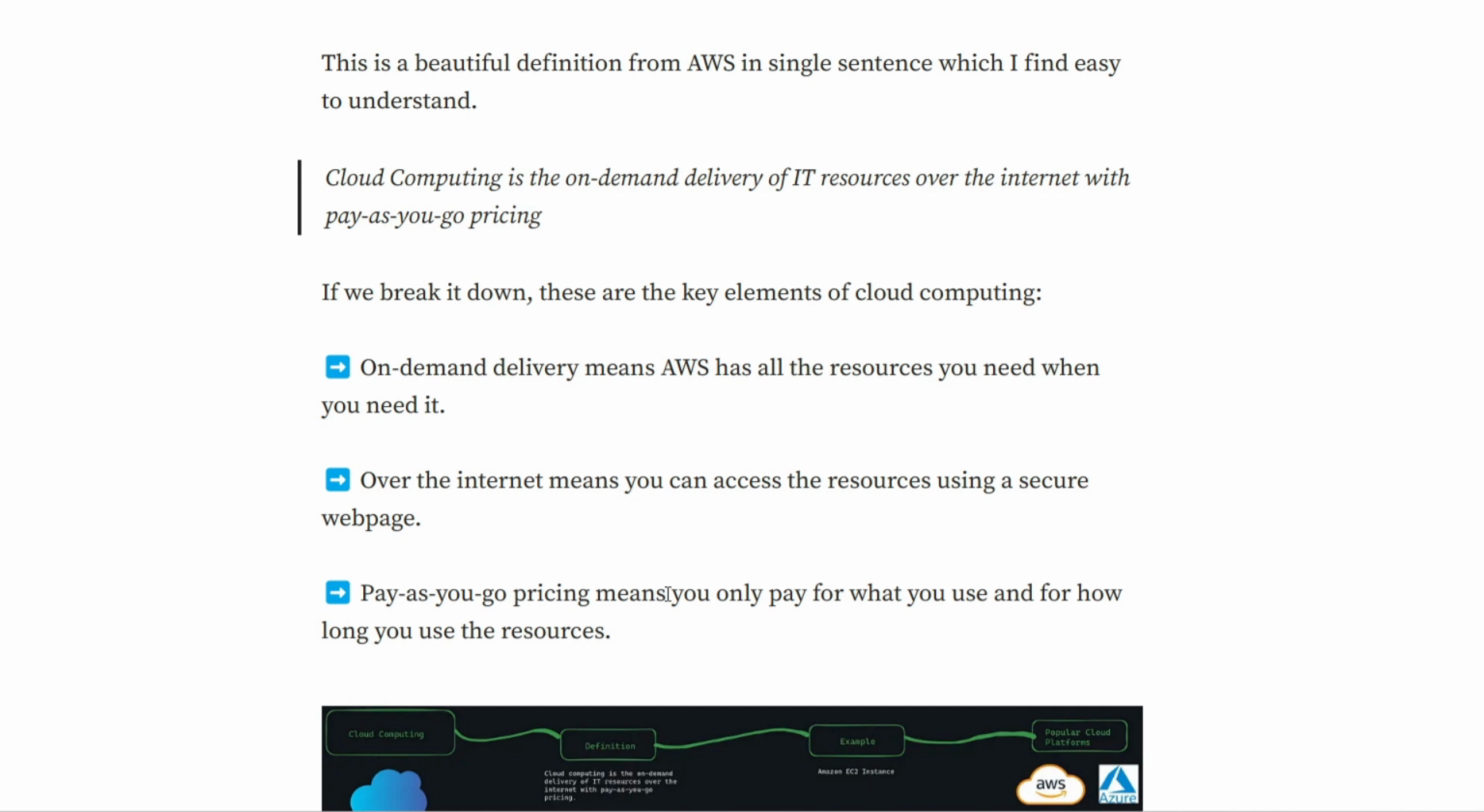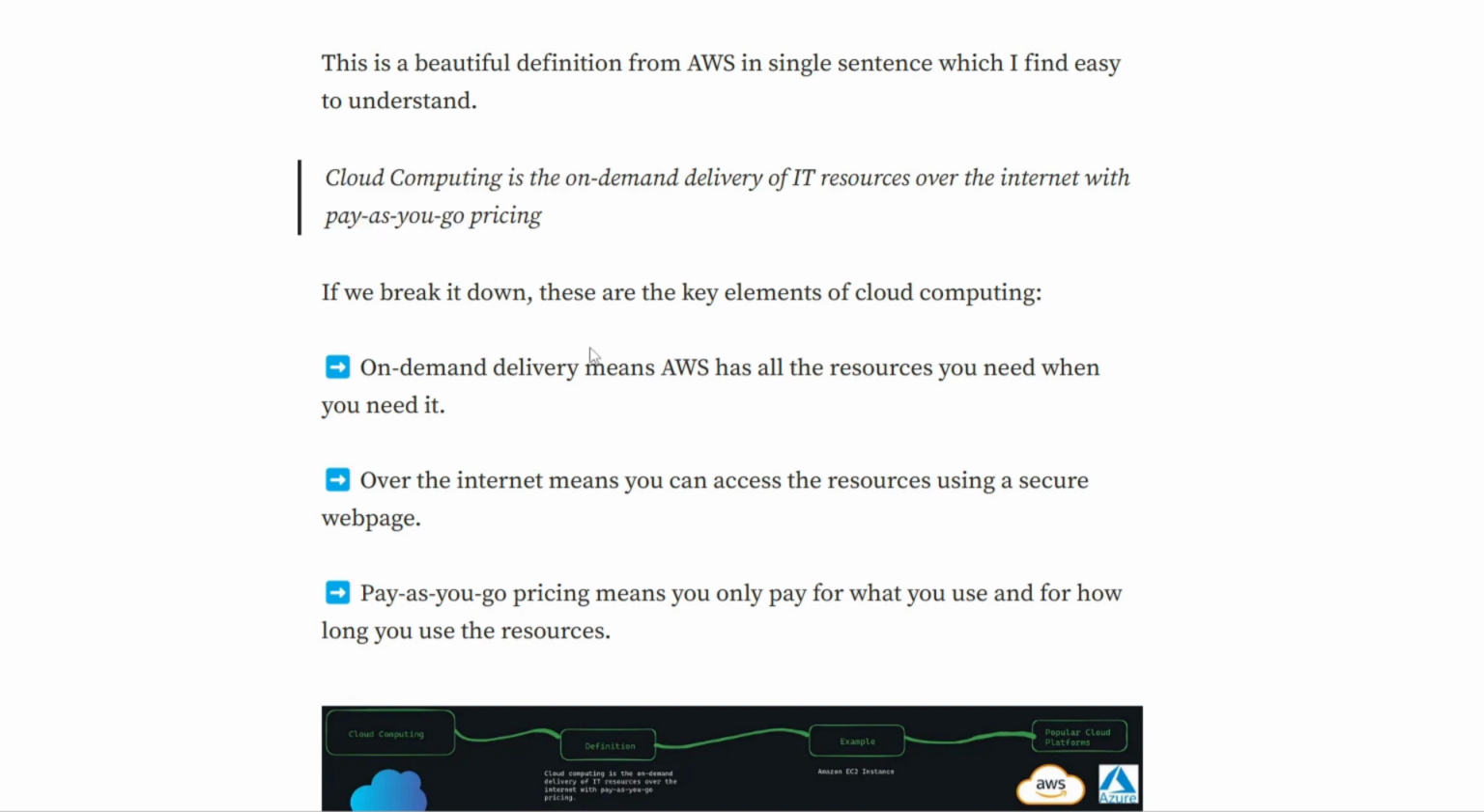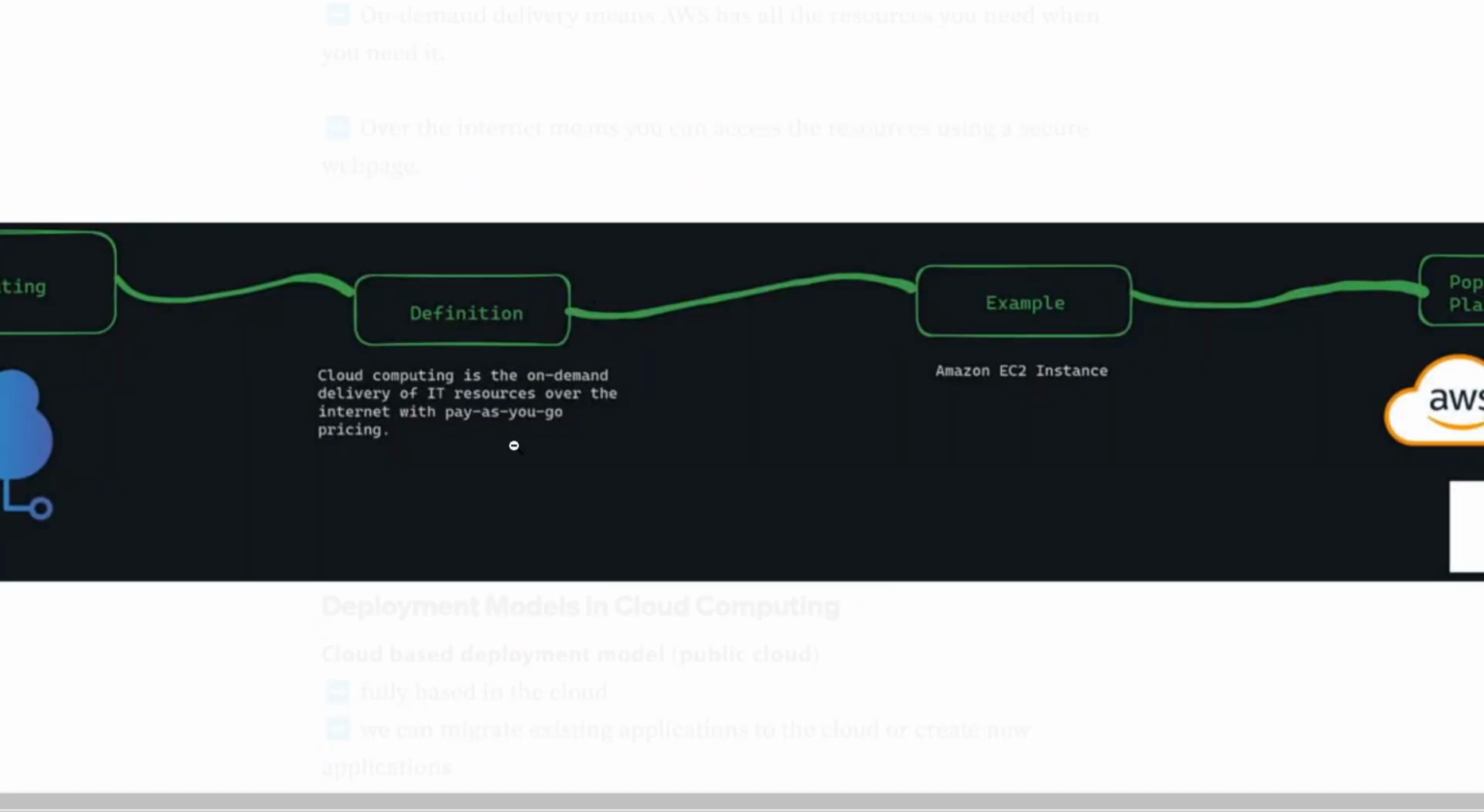Pay-as-you-go pricing means you only pay for what you use and for how long you use the resources. So these are the three key terms whenever you hear about cloud computing. The first one is on-demand delivery, the next one is over the internet, and the last one is pay-as-you-go pricing. Now that you understand what these are, it is easier to understand as we move further. So, cloud computing, as discussed, is the on-demand delivery of IT resources over the internet with pay-as-you-go pricing.